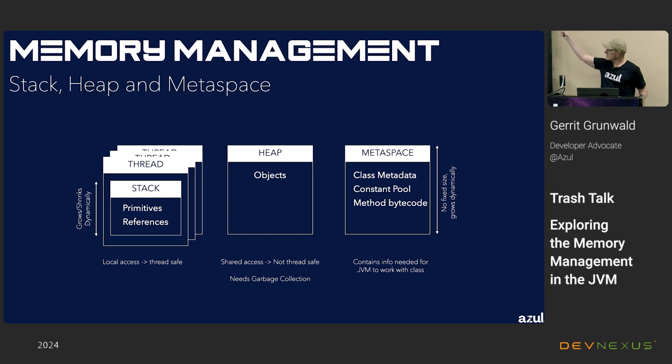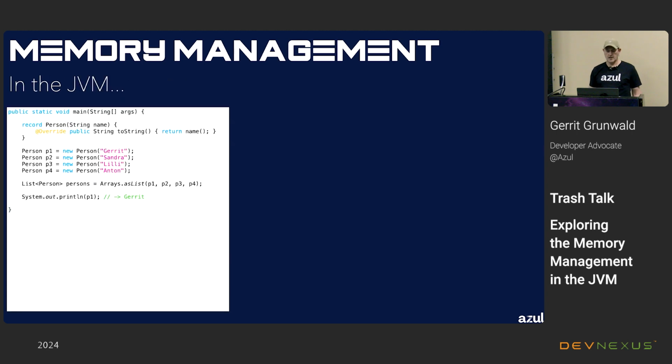And then we have the metaspace. The metaspace contains class metadata, constant pool information, and so on. This is stuff that contains information for the JVM to work with classes. You usually just care about the problems when you have a stack trace. This is when the stack ran out of memory, or you have the OutOfMemoryError. That is when the heap runs out of memory. Metaspace usually is not affected by this.